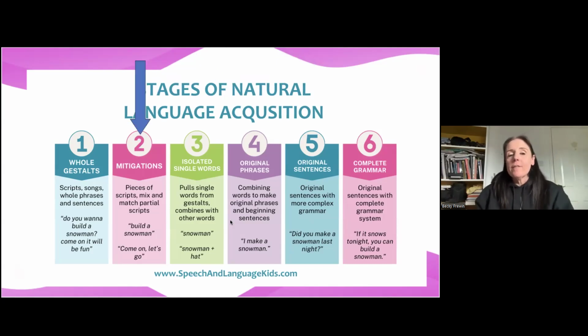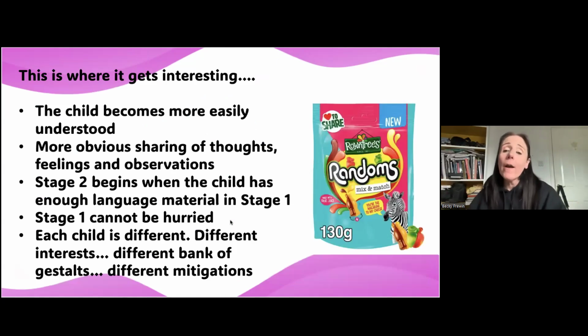Okay, so we are, as I've said, going to start talking though today about mitigations, which is basically a fancy word for mixing and matching our gestalts. And I think this is where it gets interesting. Children start to become more easily understood. And at that point, you see the incentivizing nature of being understood start to snowball, and it builds and it builds and it builds. We start to see more obvious sharing of thoughts and feelings and observations.